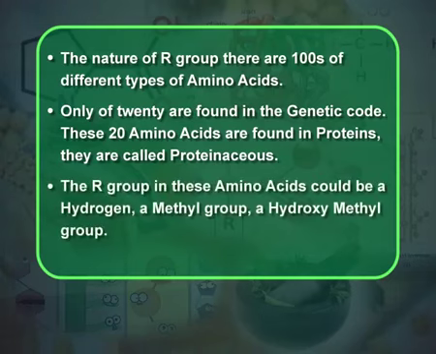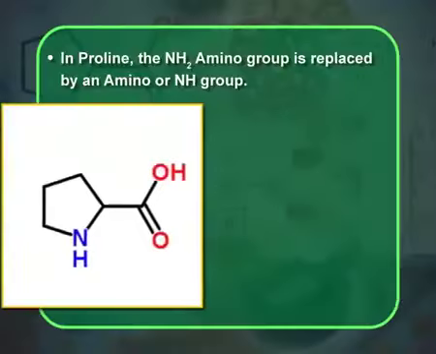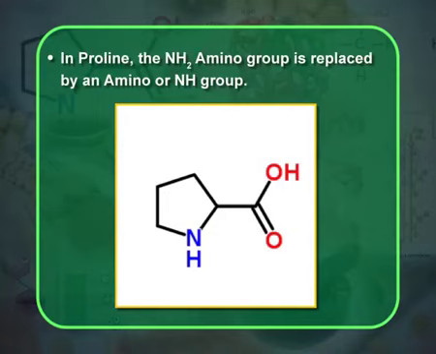The R group in these amino acids could be a hydrogen, a methyl group, or a hydroxymethyl group, etc. When the R group is hydrogen, the amino acid is called glycine. When it is a methyl group, the amino acid is called alanine. And when it is a hydroxymethyl group, the amino acid is known as serine. The R group can be a straight chain, or it may be branched, or it may be cyclic. We will take a look at such structures shortly. For example, in proline, the NH2 amino group is replaced by an imino or NH group.